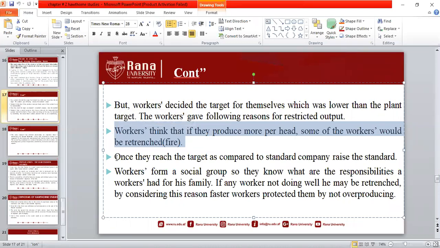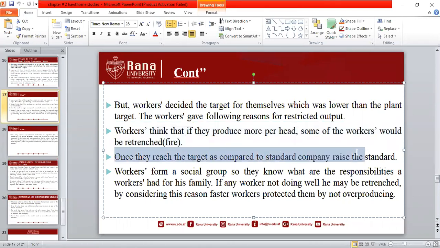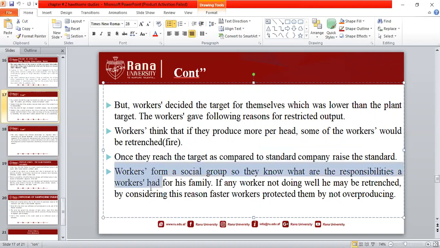Once they reach the target to compare with the standard the company set, the workers form a social group. Now look here. If the workers achieve the standard, the target that the organization set for them, then the organization will expect the same things from them again and again. That's why the workers form a social group. So they know what the responsibilities are.